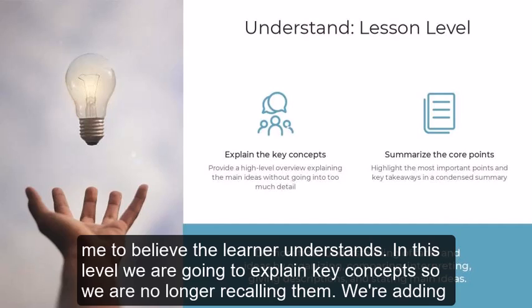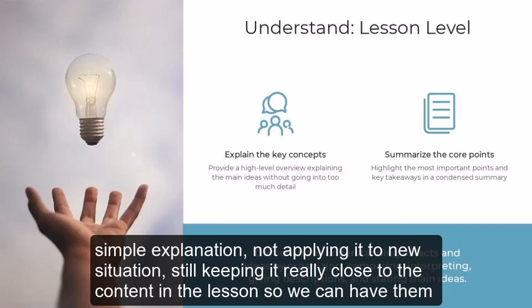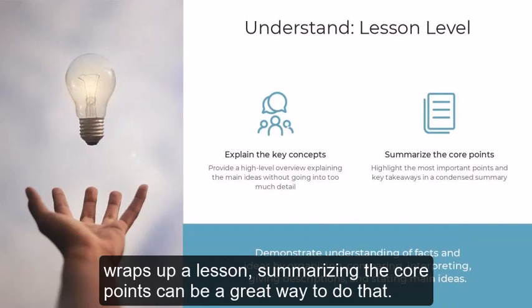In this level, we are going to explain key concepts, so we are no longer recalling them. We're adding a little bit of our own thoughts and explanations here. We could give a high-level overview with the main ideas, and we're just looking for a simple explanation, not applying it to a new situation. Still keeping it really close to the content in the lesson, so we can have them summarize core points, and that's a really good way to look at the lesson-level objectives. If you're looking for something that neatly wraps up a lesson, summarizing the core points can be a great way to do that.